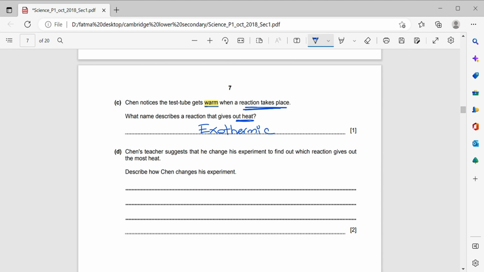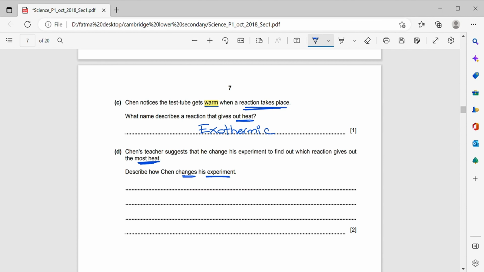Chen's teacher suggests that he change his experiment to find out which reaction gives out the most heat. Describe how Chen changes his experiment. So here the question is that his teacher suggests that he change the experiment to find out which reaction gives off the most heat. So here, what could Chen do? How could he change his experiment to know which one gives out the most heat?